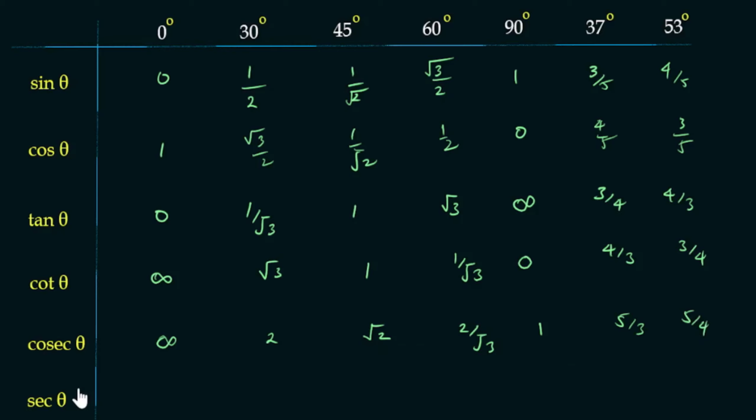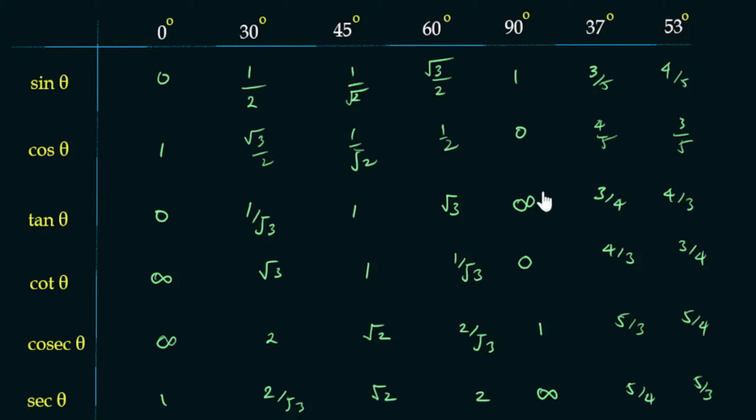Sec theta is the reciprocal of cos theta, so 1's reciprocal is 1. And here we will have 2 by root 3. Here we will have root 2. Here we have 2. This is infinite. This is 5 by 4. This is 5 by 3.